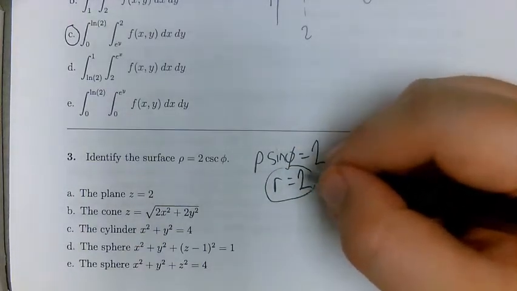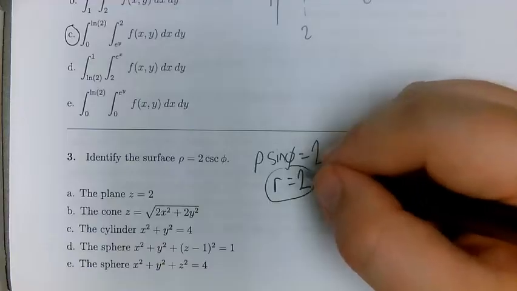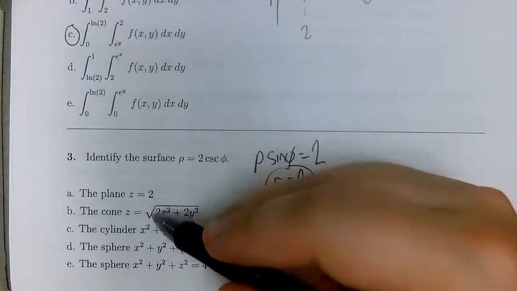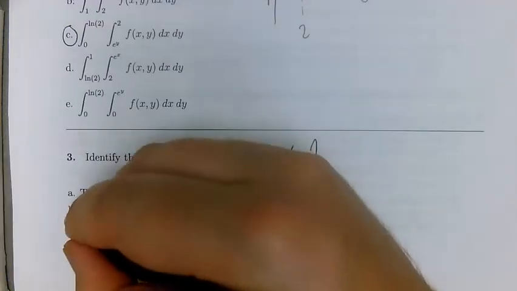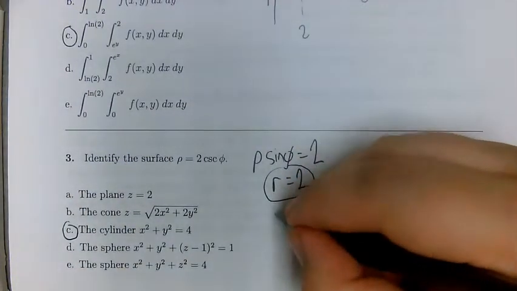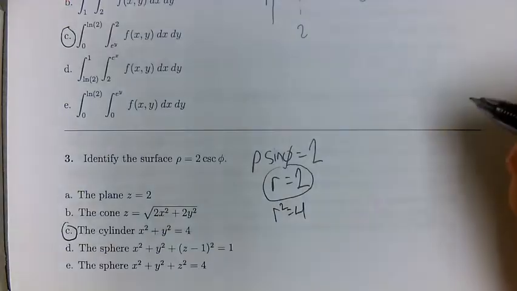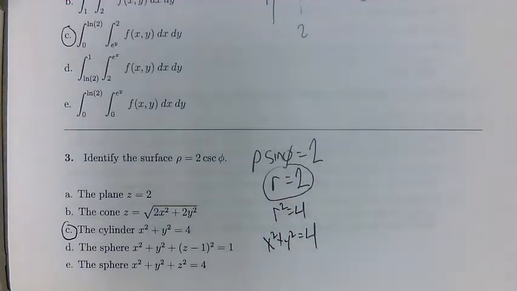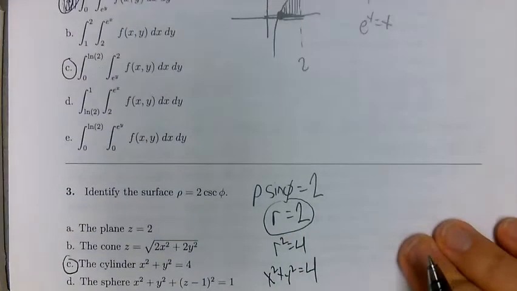So this is going to be a circle of a cylinder of radius 2. Which one of these matches that? Well, it has to be this one, because we have r is 2. That's the same thing as saying r squared is 4, or x squared plus y squared is equal to 4. So that's a way of doing this.